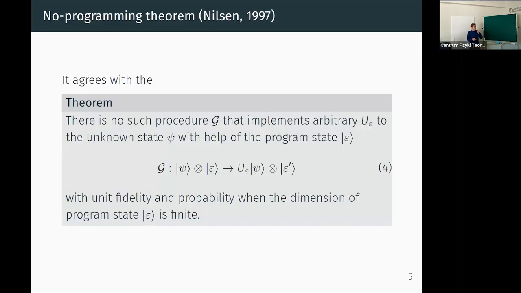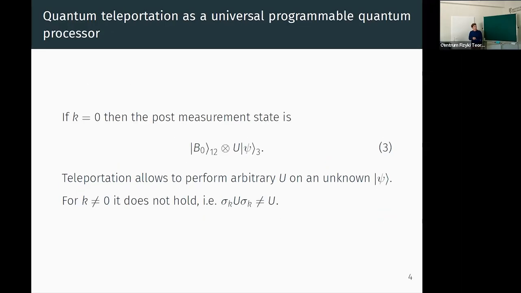And it is in agreement with a general theorem, the so-called no-programming theorem, that there is no such procedure G that, with the presence of a so-called program state which is of finite dimensionality, can with unit probability and fidelity apply some unitary encoded in this program state to this unknown state psi. In the case of standard teleportation, it works with probability 1/4, because only if Alice obtains 0, the result is that the state at Bob's side is U times psi.